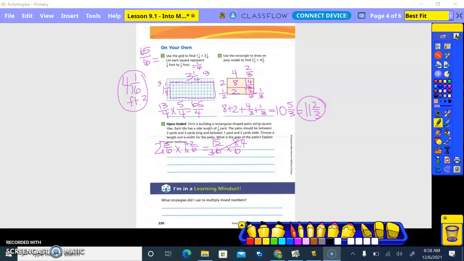Can I simplify before I start the other way? Yes. What goes into both 15 and 6? 3. 3 goes into 15 5 times. 3 goes into 6 twice. So 5 times 4 is 20. 3 times 2 is 6. So that equals what? 20 over 6, which equals 3 and 1/3. What's my label? Yards.